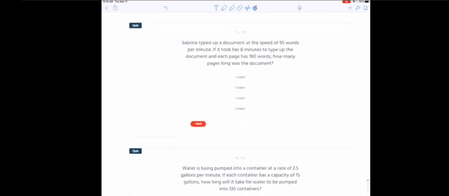Okay, it says, Sabrina typed up a document at the speed of 95 words per minute. If it took her 8 minutes to type up the document and each page has 180 words, how many pages long was the document? So once again, this is very similar to the question that we did earlier. If you want to hit pause before I do the explanation and give it a try, since you've already seen the explanation, you're more than welcome to do that.